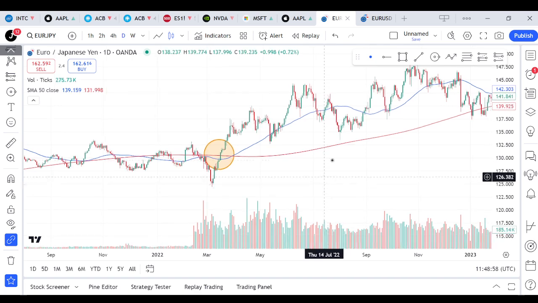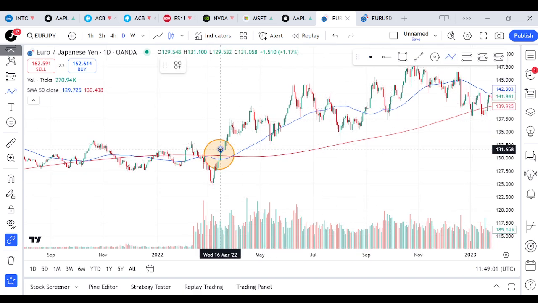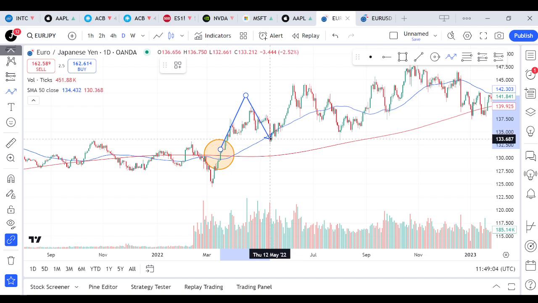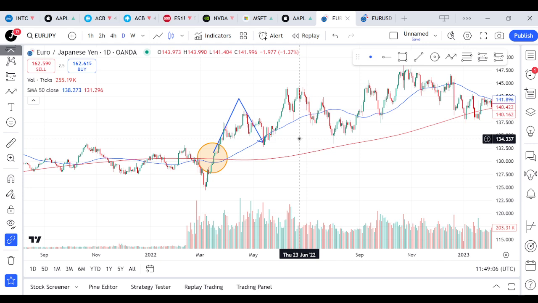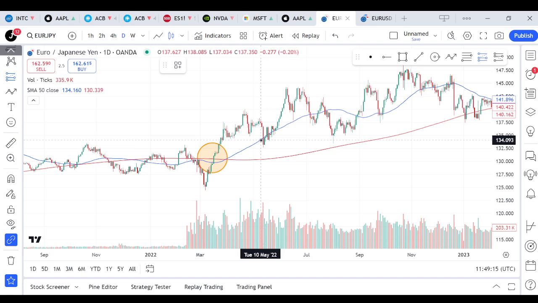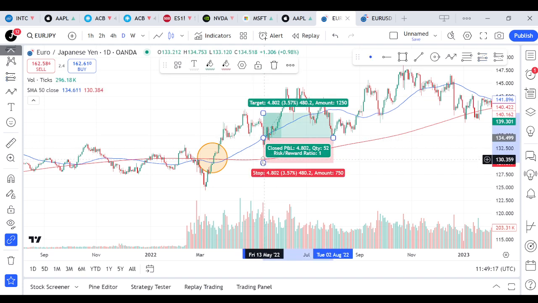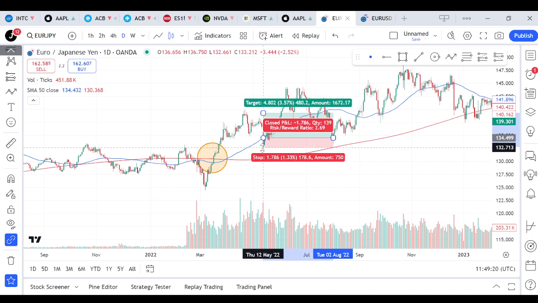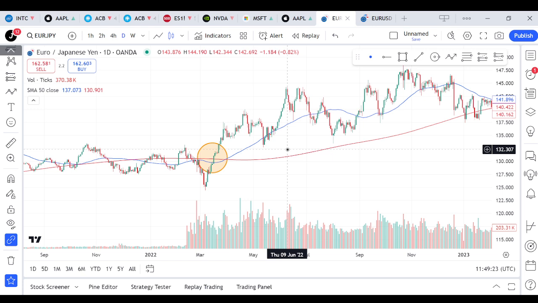We have a pullback into the 50-day moving average. Once you have a pullback into the 50-day moving average, it's important you confirm your trade first. Don't just go ahead and enter a buy trade because price is at the 50-day moving average. If you just click buy and set your stop loss here, you might get stopped out. So you should use candlestick patterns to confirm your entry. Wait for bullish candlestick patterns such as a hammer or engulfing pattern to form near the moving average, and this adds an extra layer of confirmation to your trade.